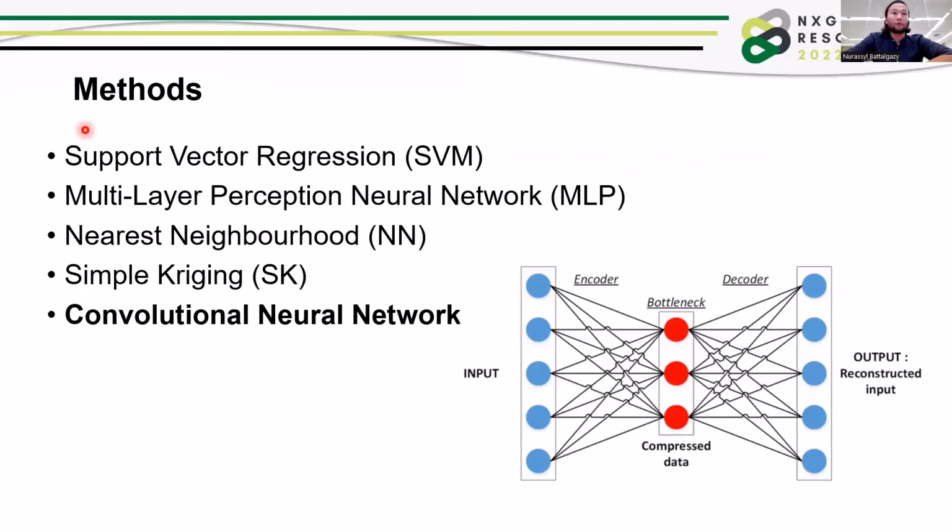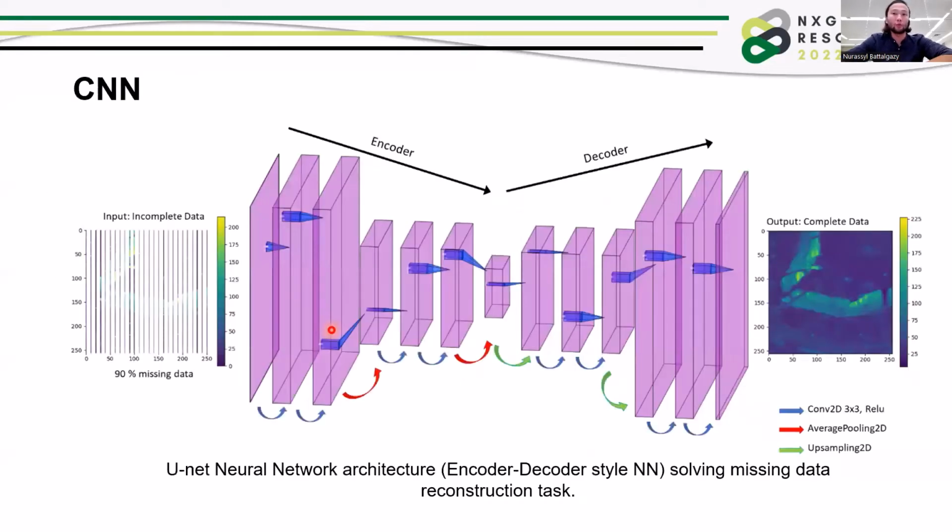So there are 5 different methods that we used: support vector regression and multi-layer perceptron neural network, which are machine learning techniques; nearest neighborhood and simple kriging, which are conventional geostatistical methods; and convolutional neural network, which is a deep learning technique. So turning to convolutional neural network, this is the model that we used.